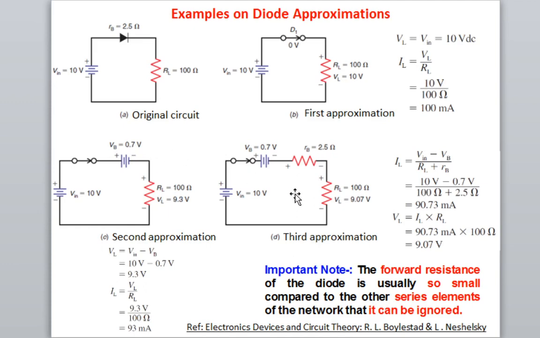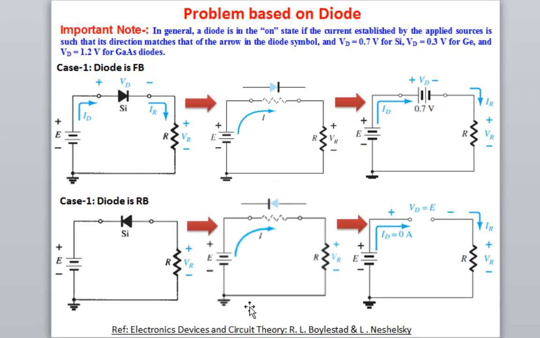So in coming classes, whenever we assume a diode is in forward bias and we are asked to calculate voltage, resistance or current in the electronic network, we will replace this diode with 0.7 volt, 0.3 volt or 1.2 volt, depending upon which material the diode is made of. So this is a very important point. It should be noted down here. Let us try to solve some more numerical problems based on the diode.